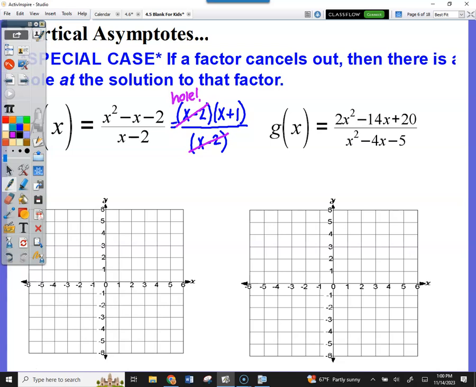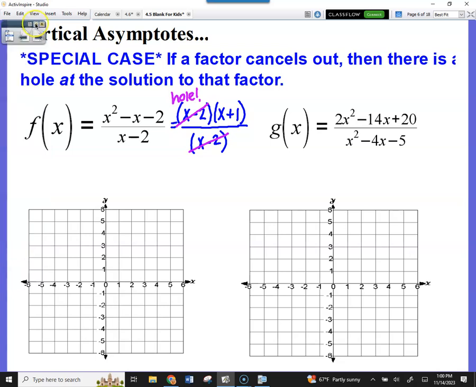Now the biggest question is, where is the hole? The hole's located at the value that would make that 0. So what would make that 0? 2. To get the y value of the hole, you're going to plug what you just said into what is left. And that would give you 3, so the hole is at 2, 3.